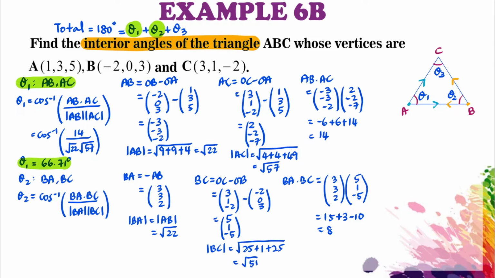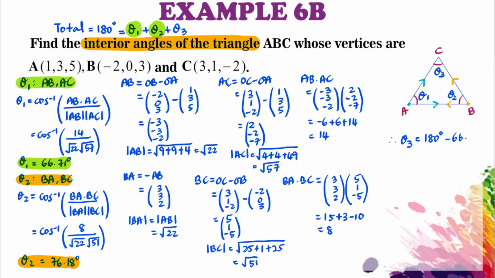So substitute these three values into the formula as well. Directly we have theta 2 equal to inverse cos of 8 over square root 22 times square root 51. And then our theta 2 will be equal to 76.18 degrees. So we have done finding two angles. To find the third angle, we have 180 minus theta 1 and theta 2. So theta 3 will be equal to 37.11 degrees.